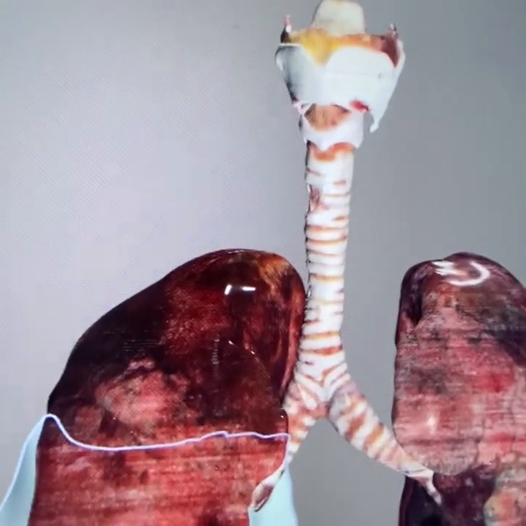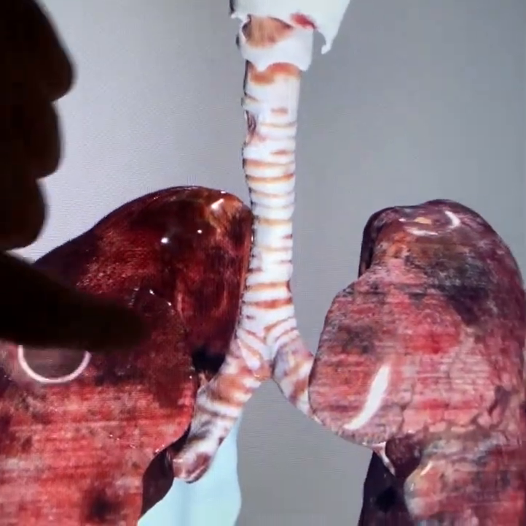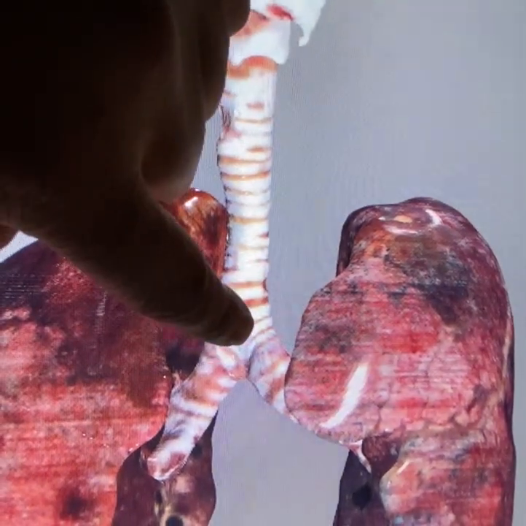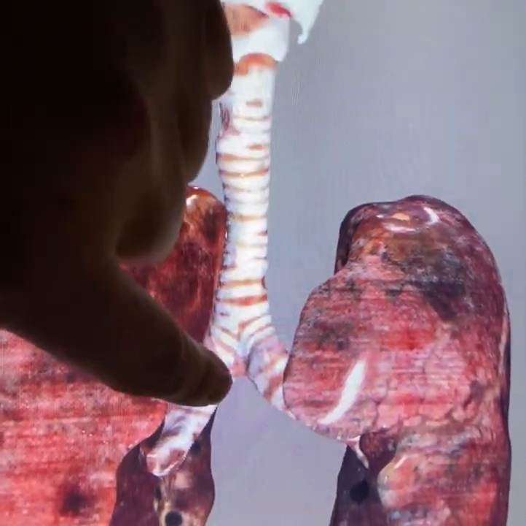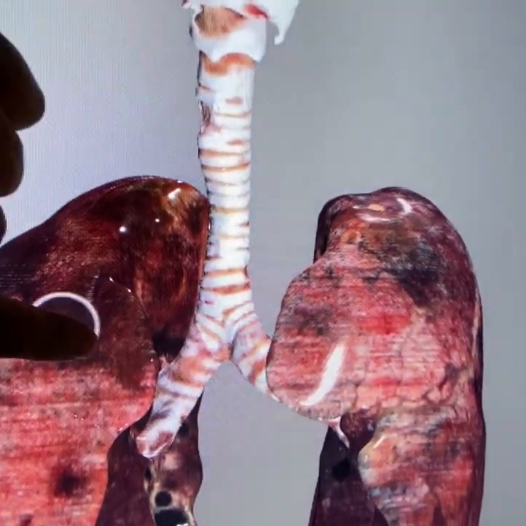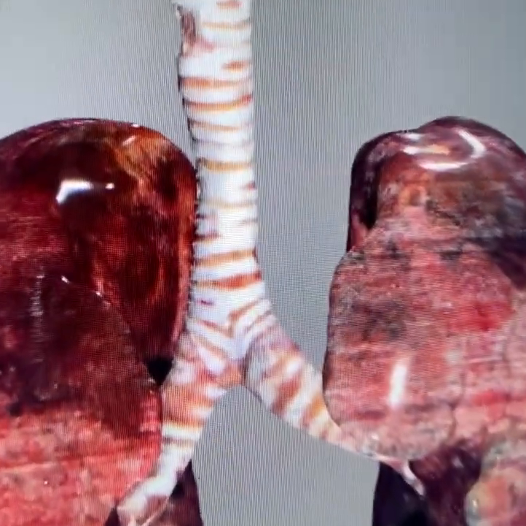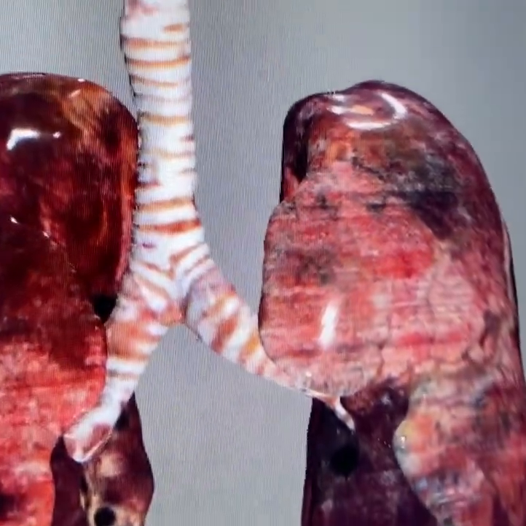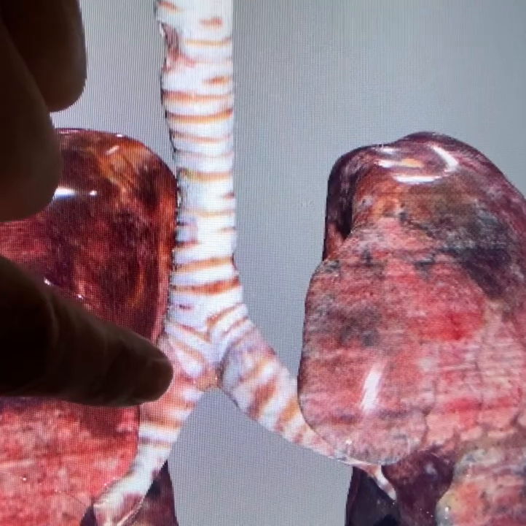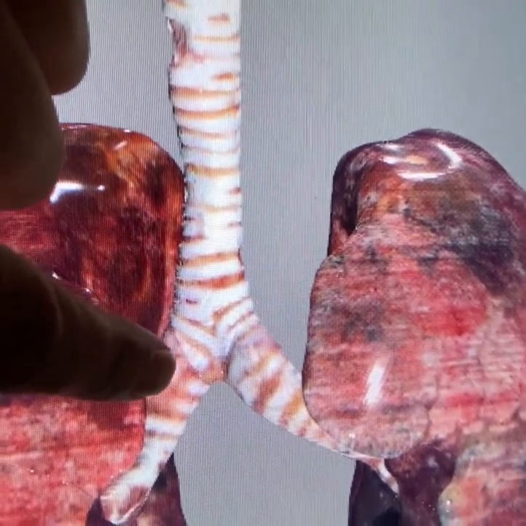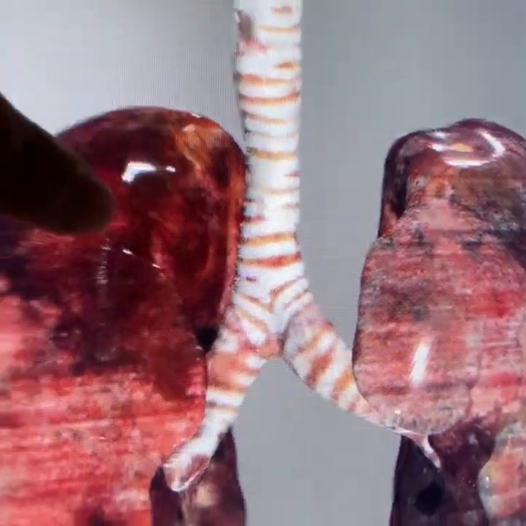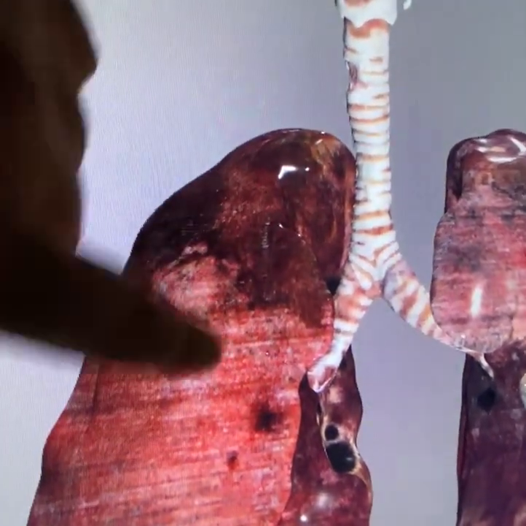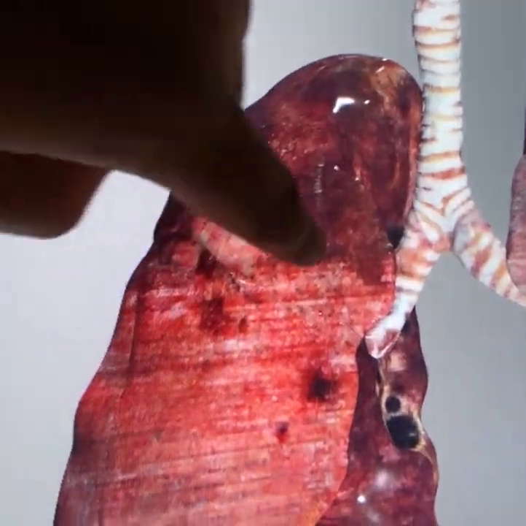Of course, that's your trachea. Your trachea has the carina right here, which is that bifurcation. This area right here is where it splits off into the left and right mainstem bronchus. If you notice the right mainstem bronchus right here, it's shorter and more vertical. Therefore, a foreign body will fall into the right lung a little bit easier.